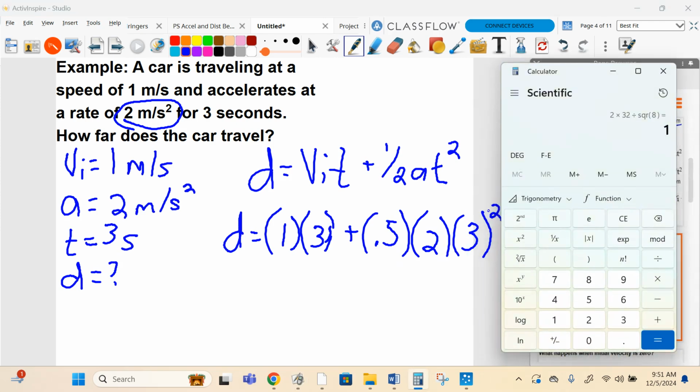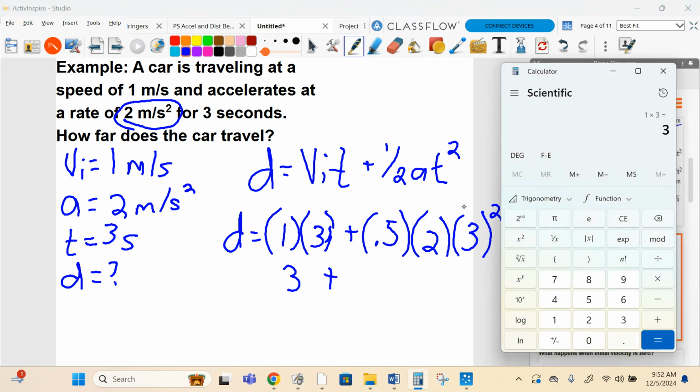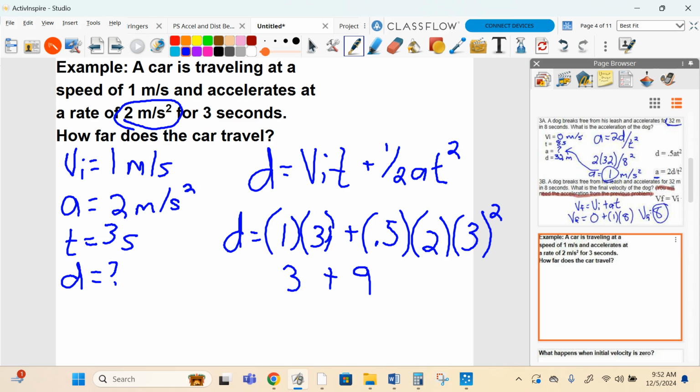Now, I can go through and simplify 1 times 3, or I can just enter this in the calculator. I have always been taught when I'm plugging in numbers to always plug inside of parentheses. If there is no symbol between two variables, that means it's implied that it is multiplication. So I'm going to take 1 times 3. That gives me 3. I'm going to add this whole term, I just want to type in my calculator: 0.5 times 2 times 3 squared equals. And that's going to give me a total of 9.